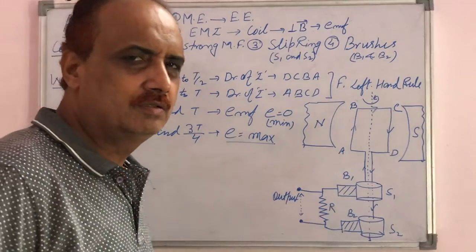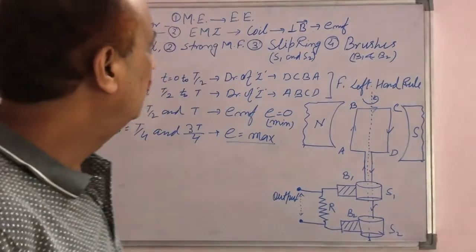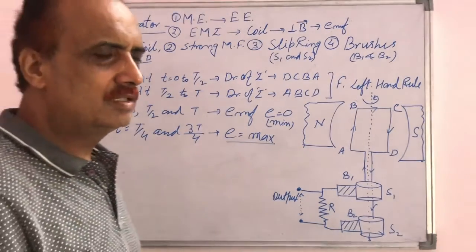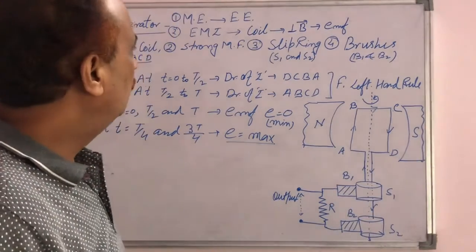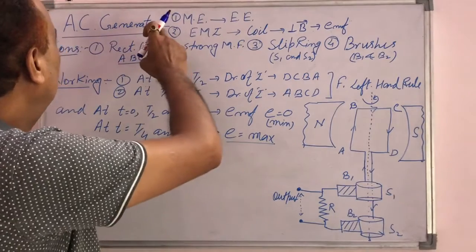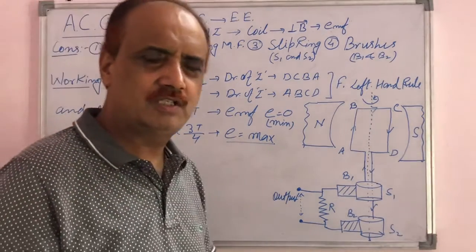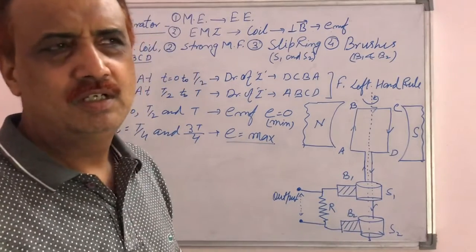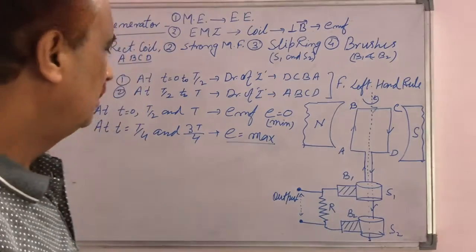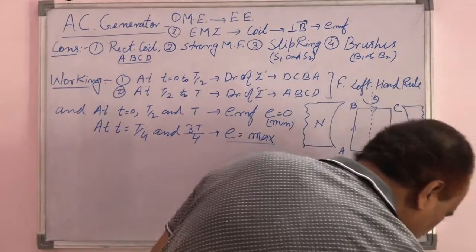Hello students, today I will discuss the last topic of unit number 4, that is the AC generator. Again, it's an important topic. We have to start with the introduction of the AC generator. An AC generator is a device which converts mechanical energy into electrical energy. Such a device is known as an AC generator.